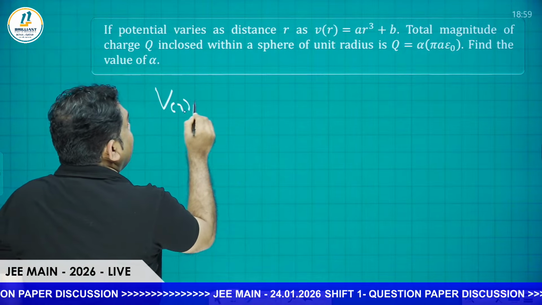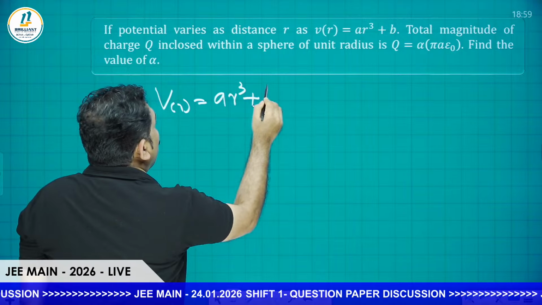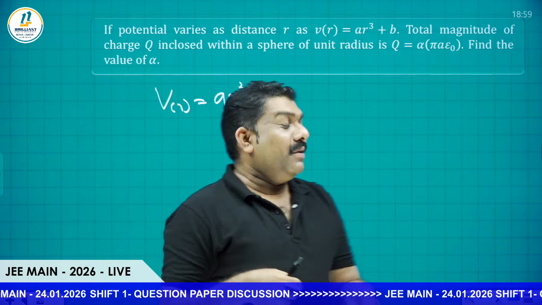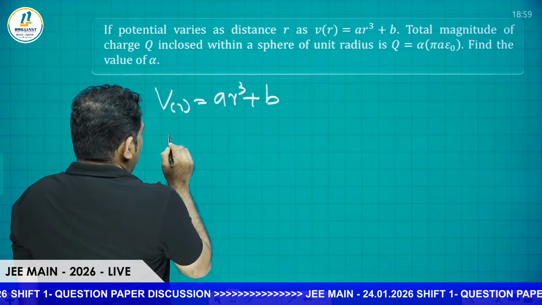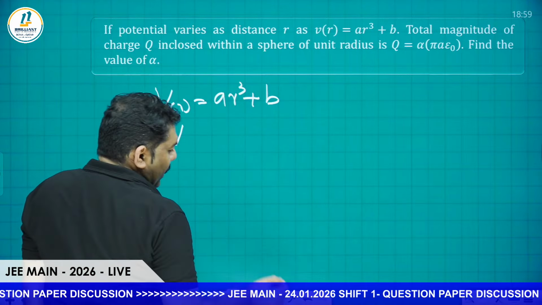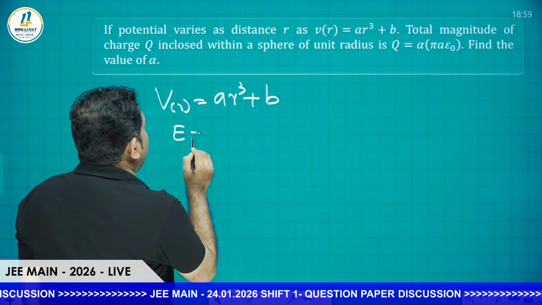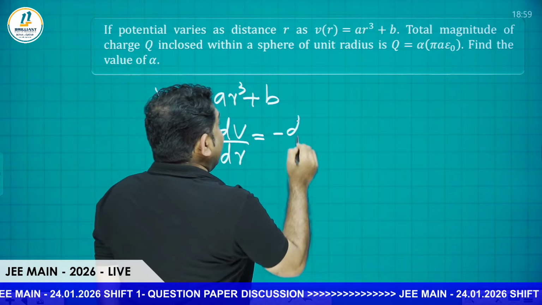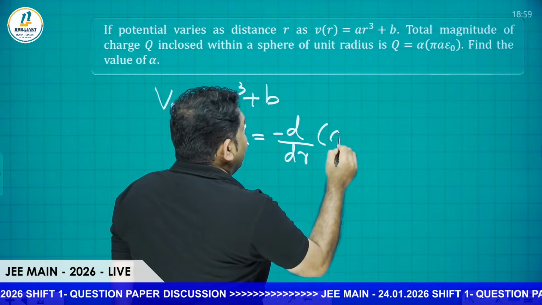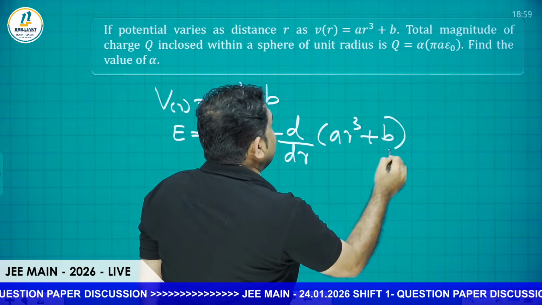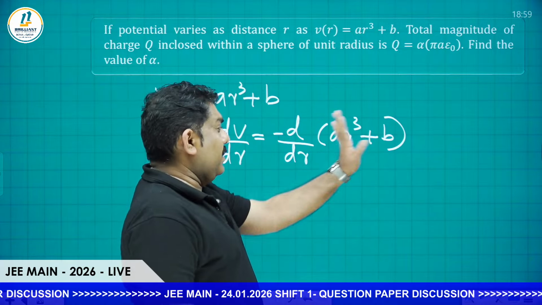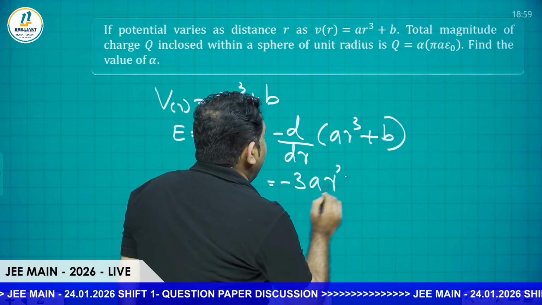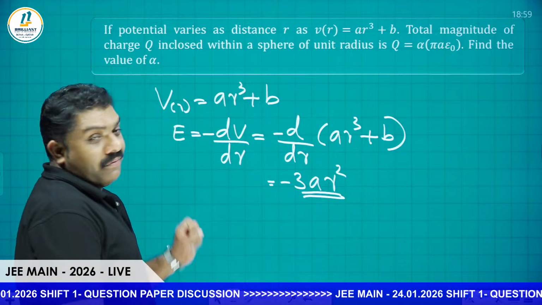V of r is given, that is equal to a r cube plus b. If you have V, you can find electric field. So what is the formula? E is equal to minus dV by dr. So minus d by dr of a r cube plus b. Here b is a constant, so it does not contribute. Differentiation gives minus 3 a r square. So that is the electric field.